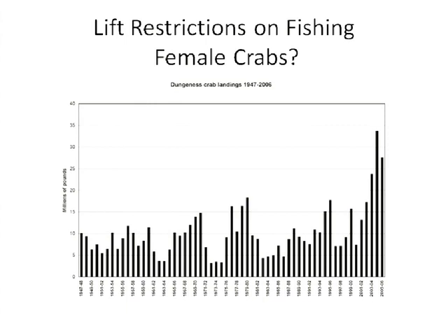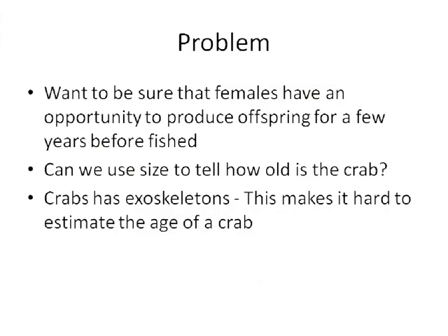In fact, if you look at the reader, I believe they said in Canada, they actually allow fishing both male crabs and female crabs. But the reason they fish mainly just the male crabs is because they want the females to have an opportunity to produce offspring for a few years before they are fished. So we need to be able to predict how old a female crab is, and they predict that by the size of the crab.